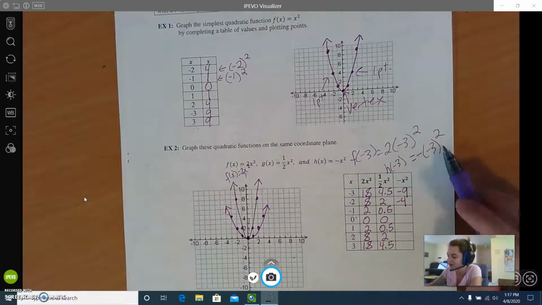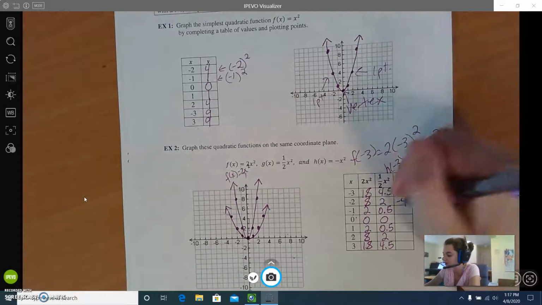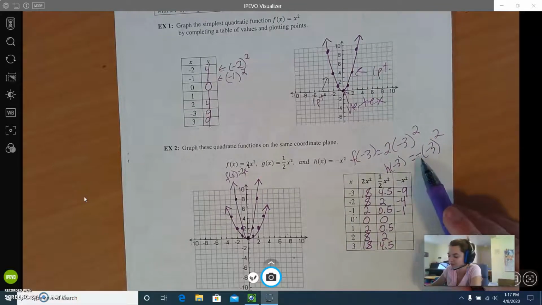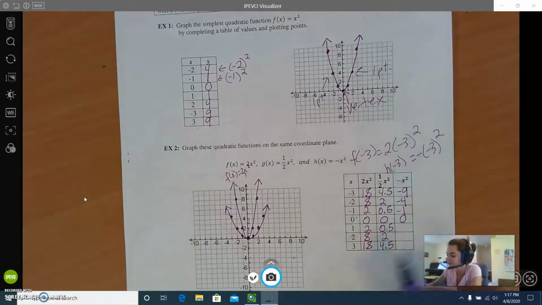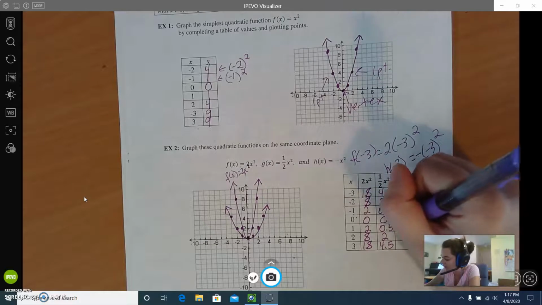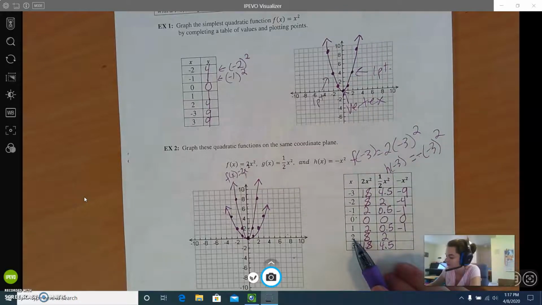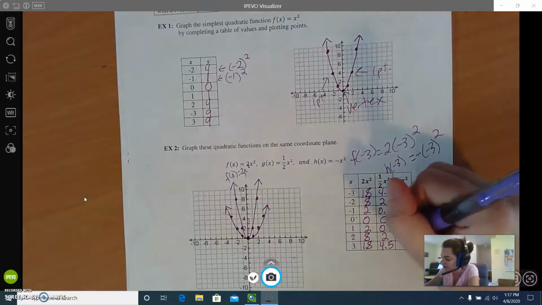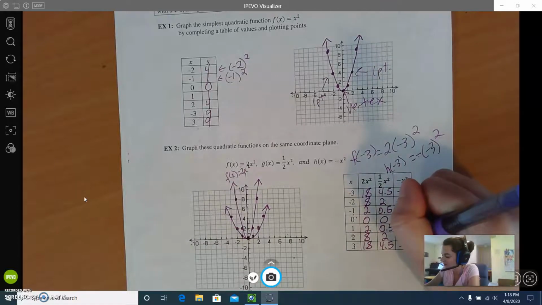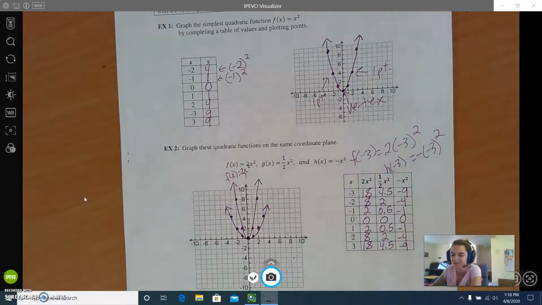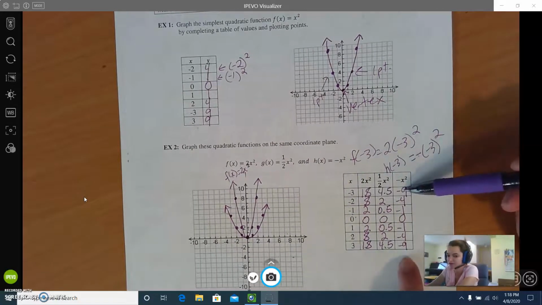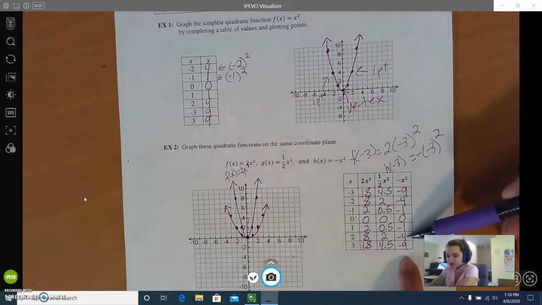When x is negative 1, negative 1 squared is 1. The opposite of 1 is negative 1. For 0, 0 squared is 0, and the opposite of 0 is still 0. When x is 1, 1 squared is 1, and the opposite of 1 would be negative 1. For 2, 2 squared is 4, the opposite of 4 is negative 4. 3 squared is 9, and the opposite of 9 would be negative 9. Okay? And again, we're seeing that symmetry. For both 3's, we had the same y value. For both of the 2's, we had the same y value, and so on.